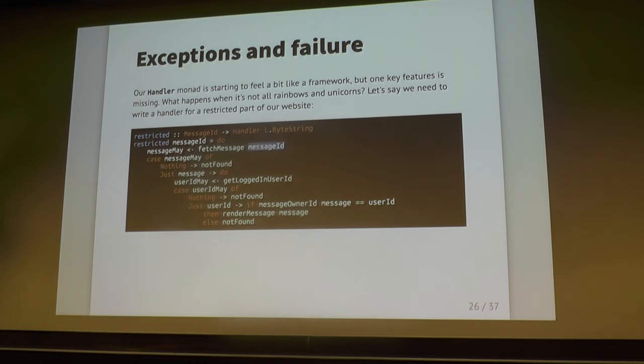But because this was a URL, who knows if this exists? So this can fail. So we get a maybe message, and if there is no message, then we want to return not found. That URL doesn't exist. If there is a message, great. Then we continue to the next step, and we check, is there a user? You need to be a user to have the authorization to do this. Well, we get logged in user. That might not exist. If that doesn't exist, we return not found. You could return not authorized or redirect to the sign-in page or something like that. So let's keep it simple.